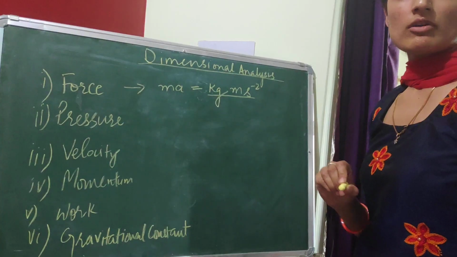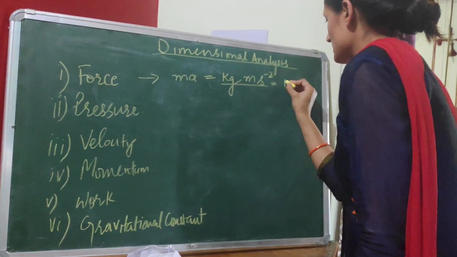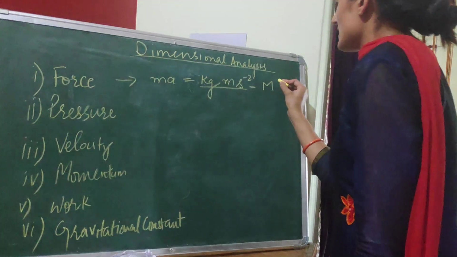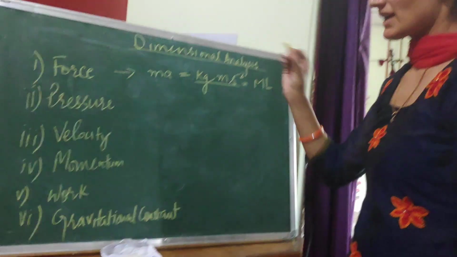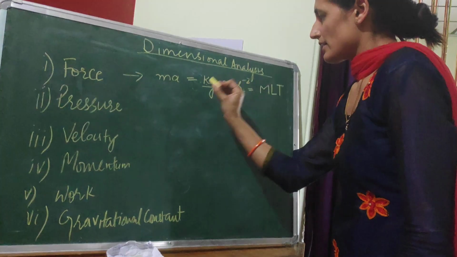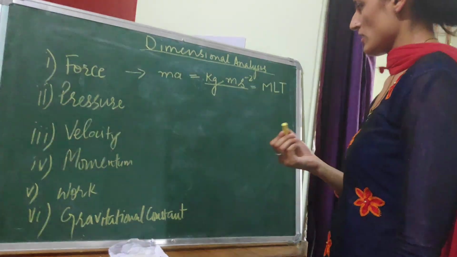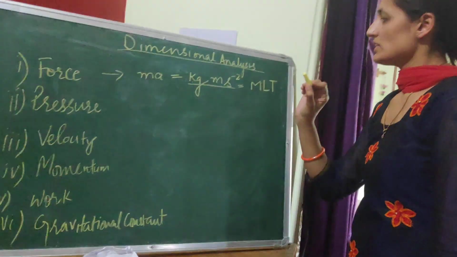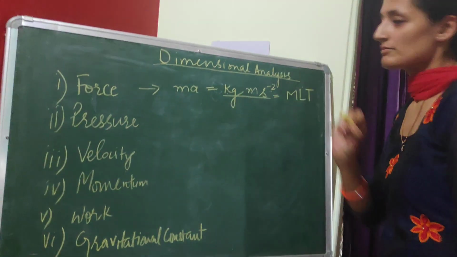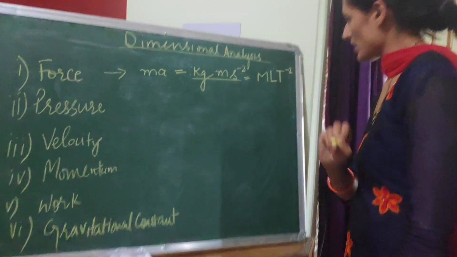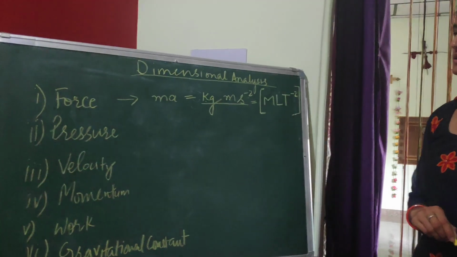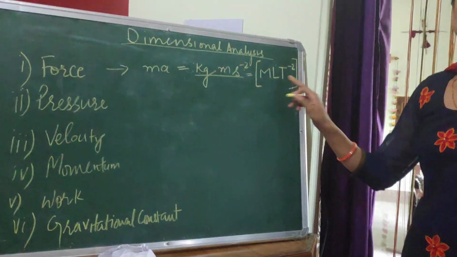So kg is the unit of mass, so in place of kg we can write M. Meter is the unit of length, so we write L, and second is the unit of time, so we write T. Here kg has power 1, so there is no need to write 1. In meter also there is no need to write 1. But in second there is minus 2, so we have to write minus 2, and these must be written in square brackets. So this is the dimensional formula for force: [M L T^-2].